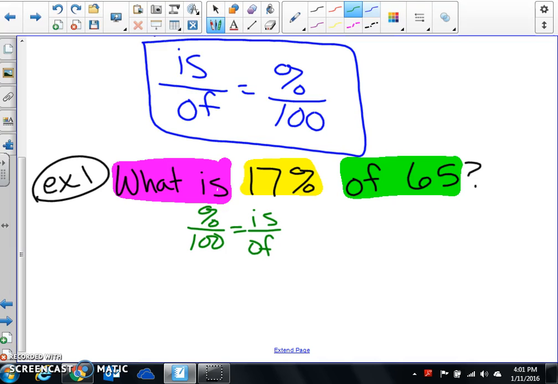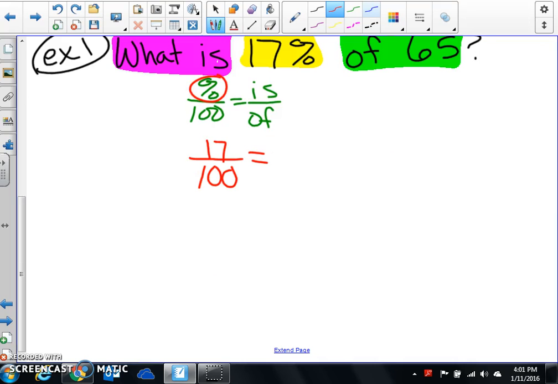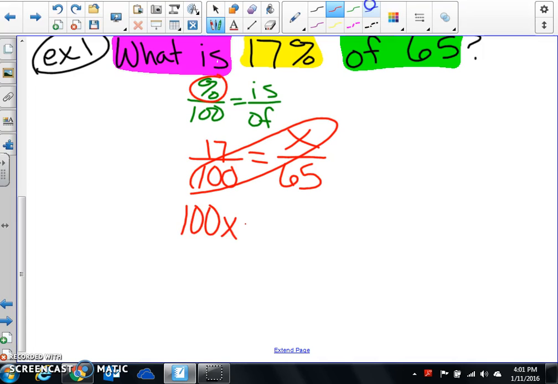Okay, the percent is 17, so I put 17 on top, right here. Rewrite 100. Is, I don't know. What is, I don't know, so that's my variable. And then of is 65. Now we go ahead and cross multiply. 100 times x is 100x. 65 times 17, I honestly don't know. Let me go grab a calculator.